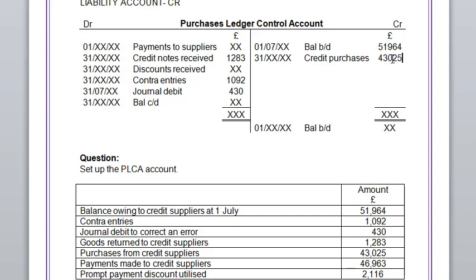Payments made to credit suppliers. So you are now paying. If you were owing and owing and owing, now you have paid, it will reduce what you are owing. So I put in there the amount.